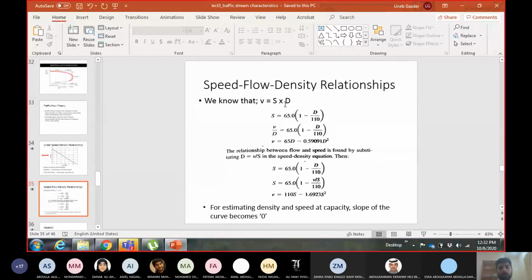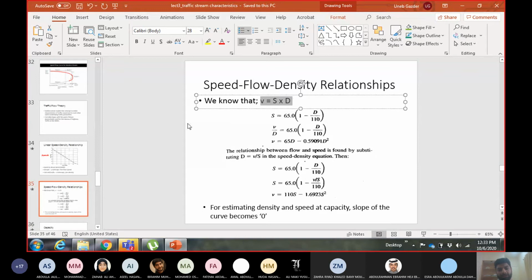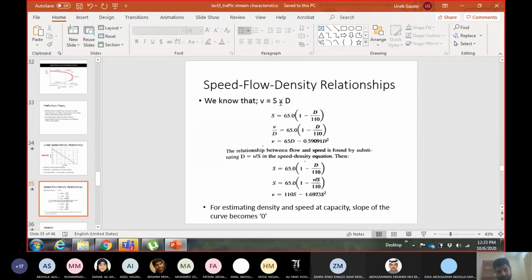Now, I have already shown you this equation at the start of the lecture. Flow rate equals speed into density, and in the previous slide we derived the equation between speed and density using the line drawn by Bruce Greenshield. So I have the equation connecting flow with speed and density, and the equation between speed and density. Using these two equations, I can derive the equations between flow and density and between flow and speed.